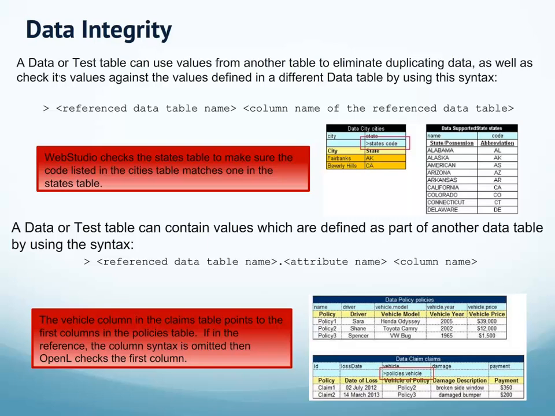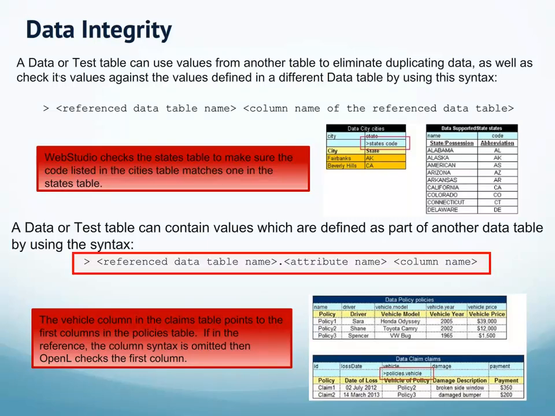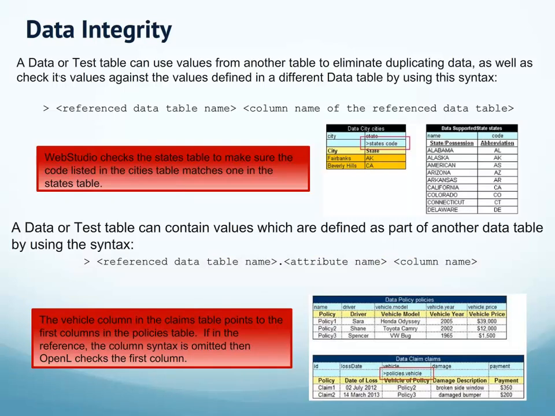So then we have a secondary type of data integrity you can do, where you can actually use the data from another table in your table, so you don't have to duplicate the same data in multiple tables. You can see, again, we're using brackets for our syntax, and then using the reference data table name, and then a dot, then the attribute name, and the column name. So if you look in this example, the vehicle column in the claims table points to the first columns in the policy table.